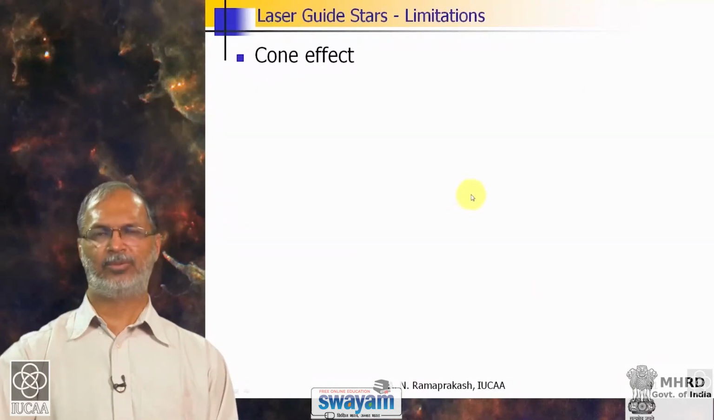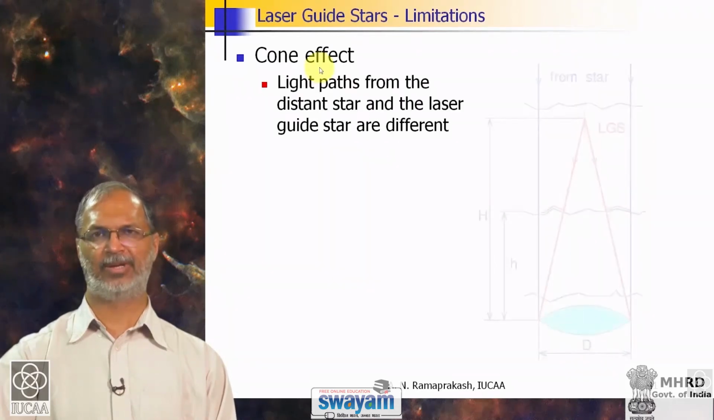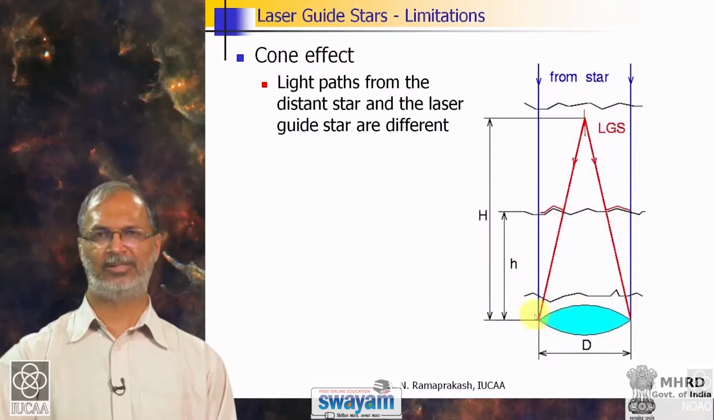Now, there is another limitation when you use laser guide stars, which is called the cone effect. What it does is the following. Assume this to be the telescope. Now, if you put a laser at a finite height into the atmosphere, the light from the laser arrives at the telescope within this cone. However, the light from a distant object in the sky arrives on the telescope over this entire circular area. So, this entire circular area of turbulence is not probed by the laser guide star.